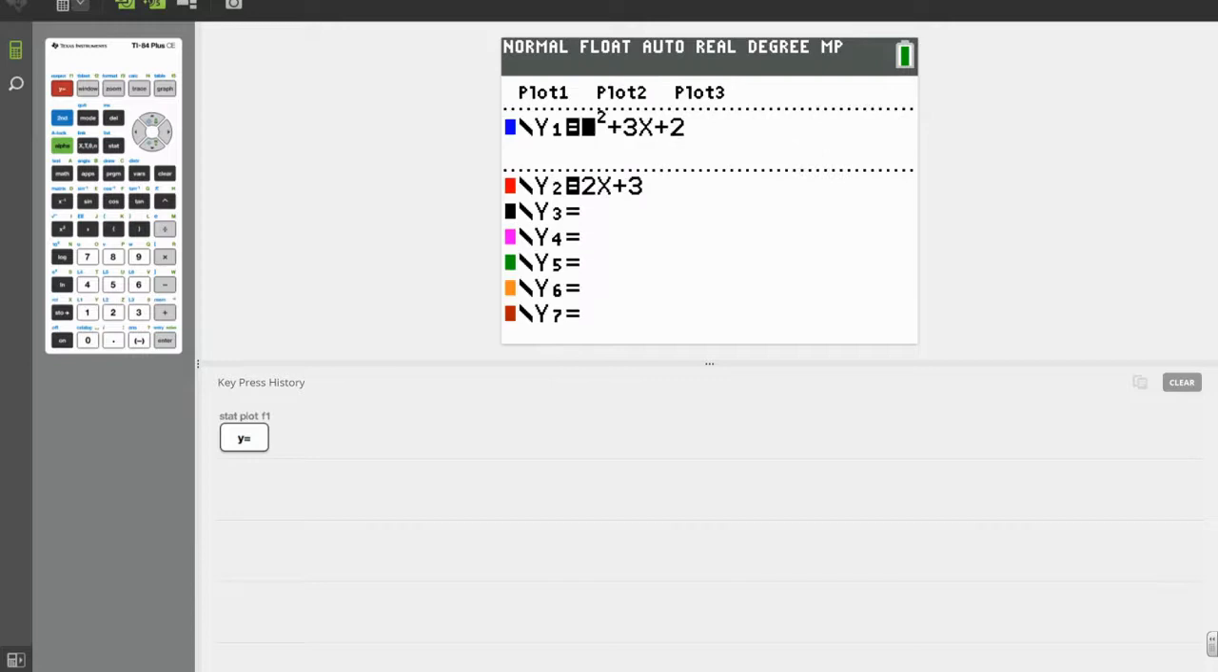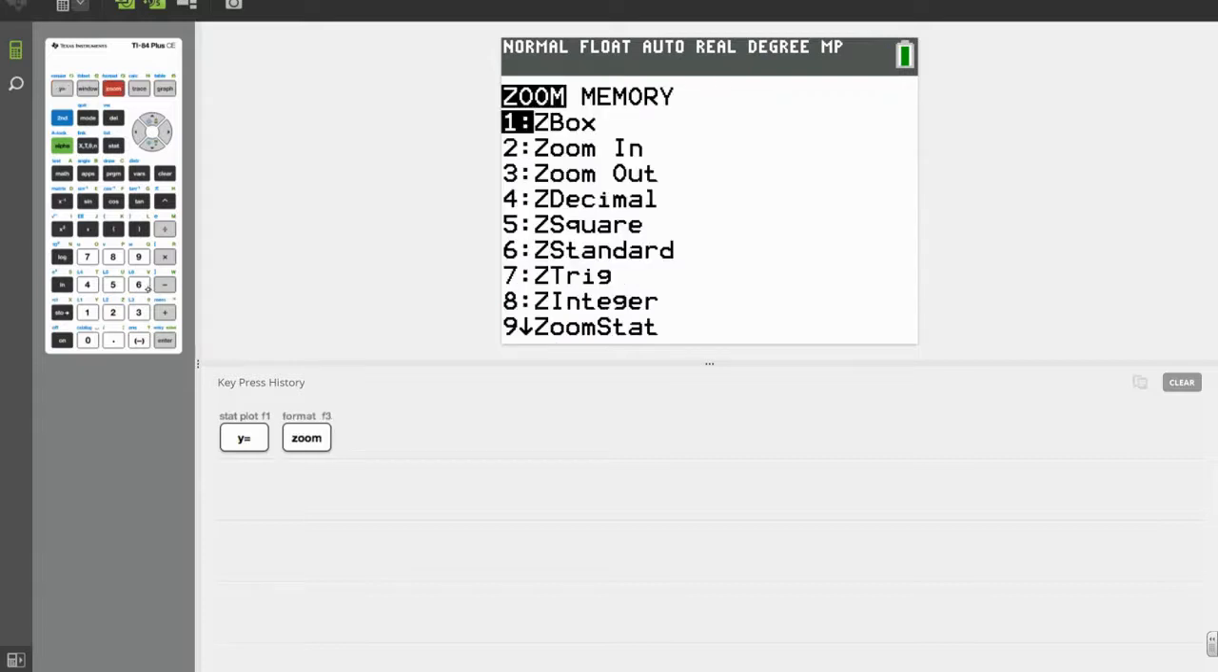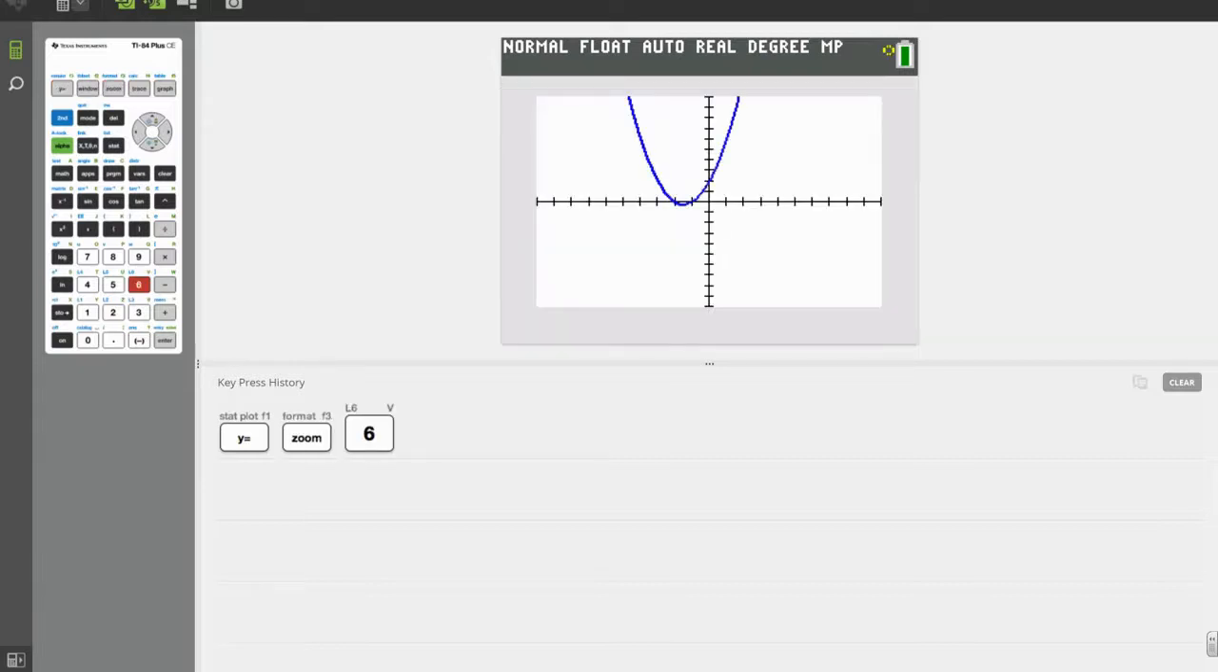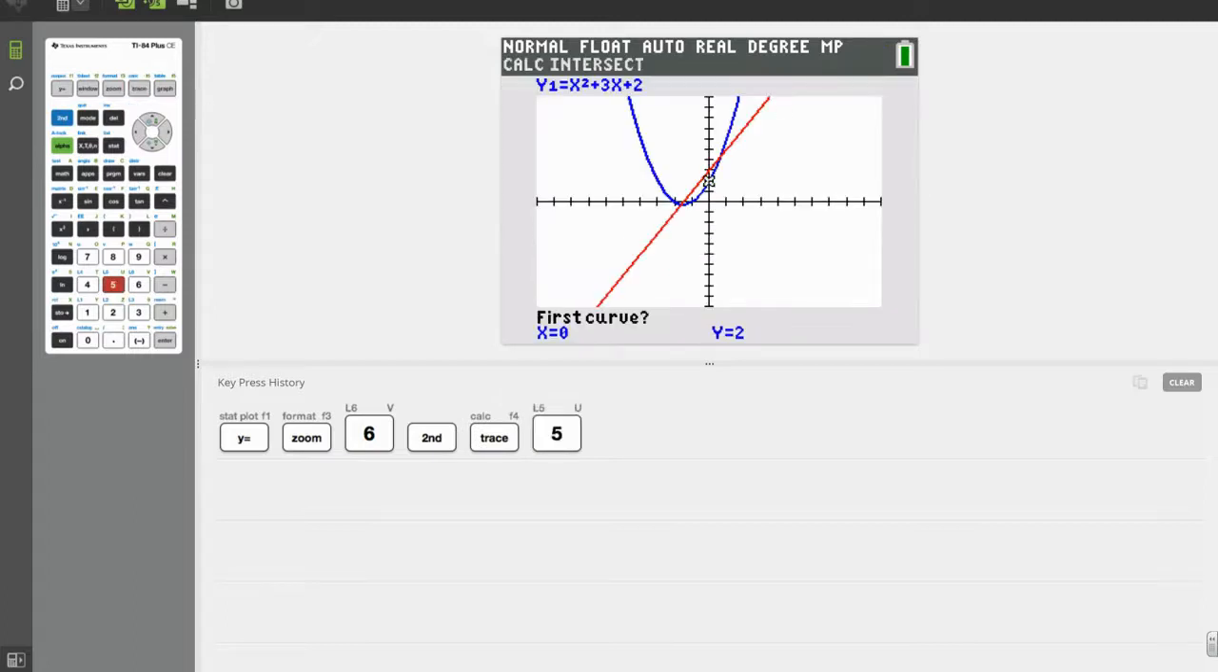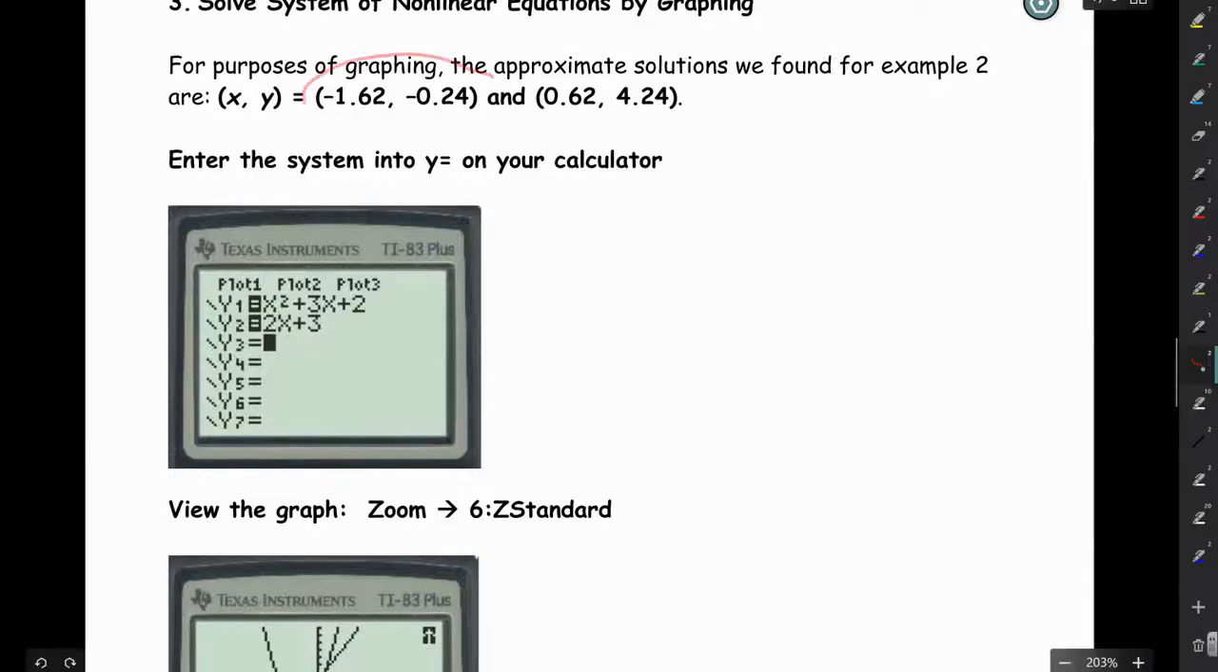So we're going to go to y equals, and you're going to enter in the two equations. Then we're going to go to zoom 6 to look at a standard window. And we see that we have two intersection points. So we're going to go to second trace, number 5. And we'll move our spider near the first intersection point. It says first curve, we're going to hit enter, second curve, hit enter, third curve, hit enter. And we do get an intersection at -1.62 and -0.24. So that would be this guy right here.